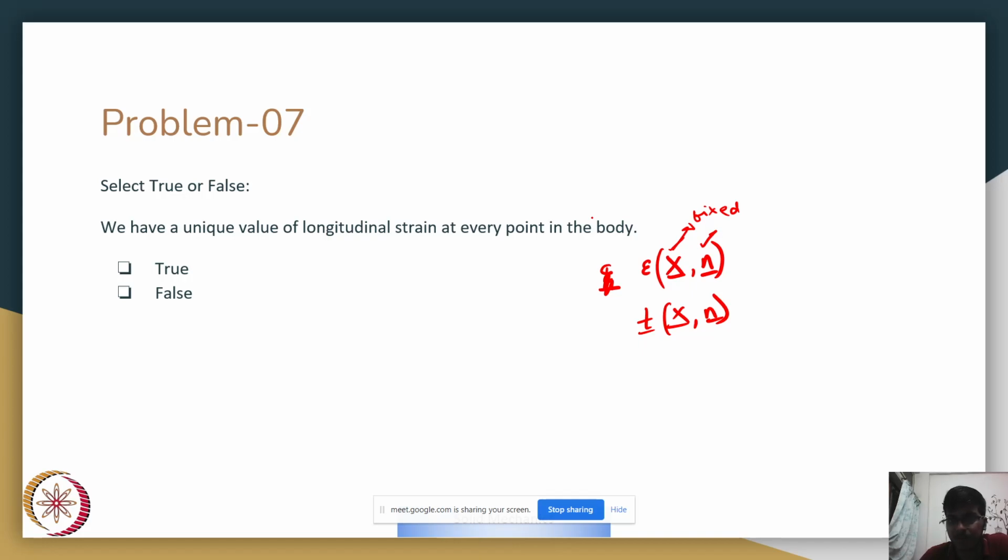Similarly, you have something for the longitudinal strain. Even if you fix a point, you can choose infinite directions through that point. This is obviously false.